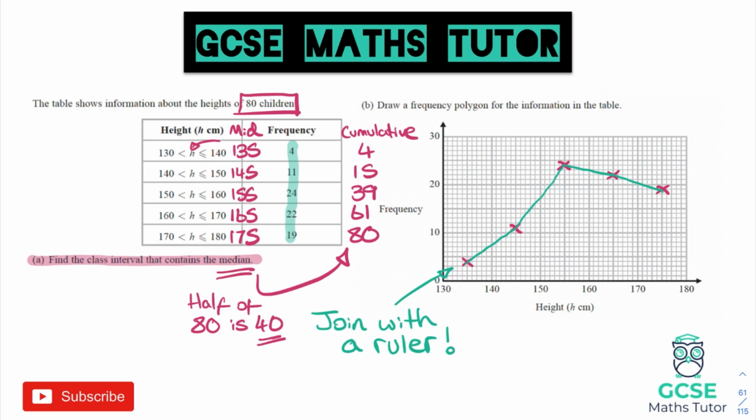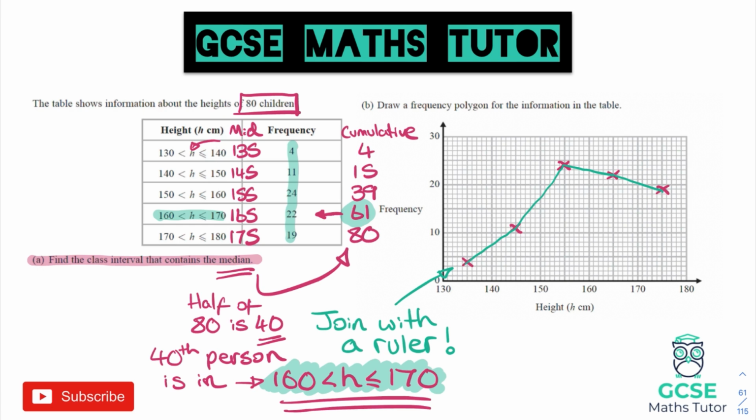You may be asked to find things like the modal or the median class. So for the modal, it would be the most common, and for the median, you just have to count down cumulatively to find where the middle one is.